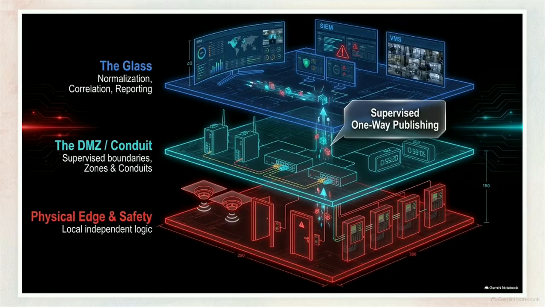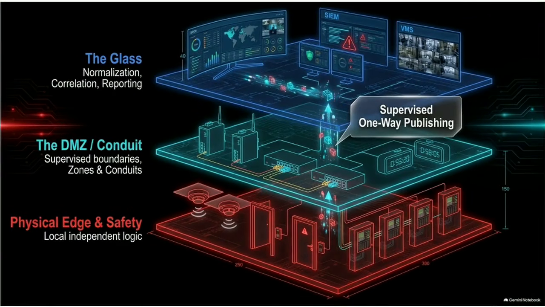This isometric diagram outlines the three-layer architecture used to bridge deterministic operational technology with IT enterprise monitoring. Layer 1 is the physical edge and safety tier. This is a highly regulated, hardwired, and isolated zone where the fire alarm control panel executes its local logic.